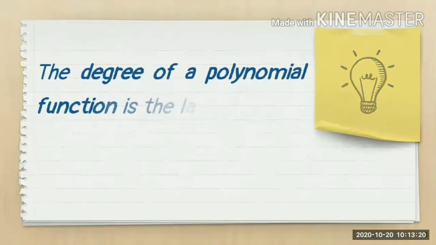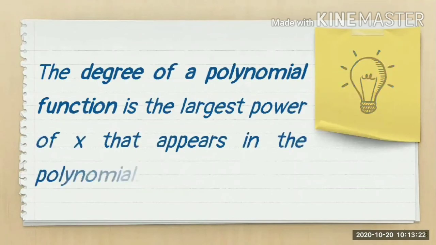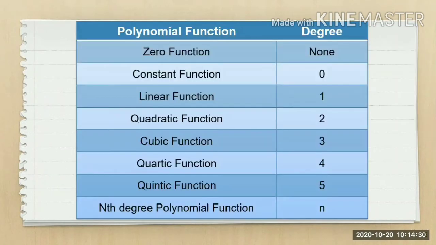So let's proceed with the degree of the polynomial function. Ang degree po ng isang polynomial function is the largest power of x that appears in the polynomial function. So in other words, ang degree po ng polynomial function ay nakadepende sa kung ano po ang pinakamataas na exponent na nandoon sa ating function. After po nating ma-identify ang degree ng isang polynomial function, malalaman na po natin kung ano yung tawag sa kanila.